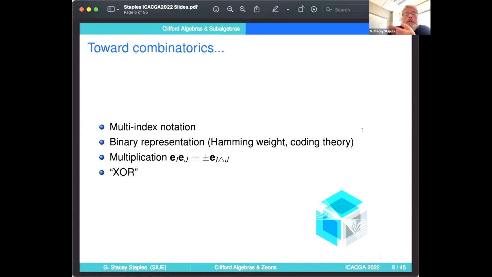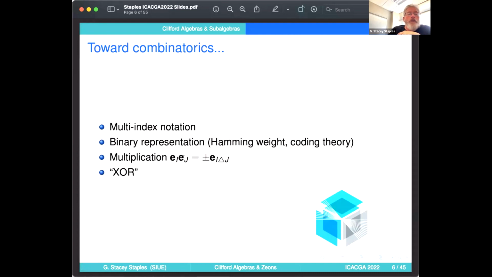So the multi-index notation has a natural binary representation. I'm taking the product of some number of generators, and I'll just index it by a subset. Instead of writing the product over the particular generators, I'll just put as a subscript a subset of which generators appear in the product. Subsets are in one-to-one correspondence with binary strings, which are in one-to-one correspondence with integers, because you can do the integer representation of a subset.